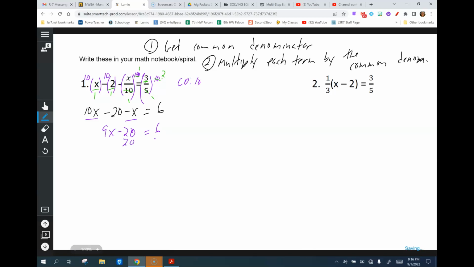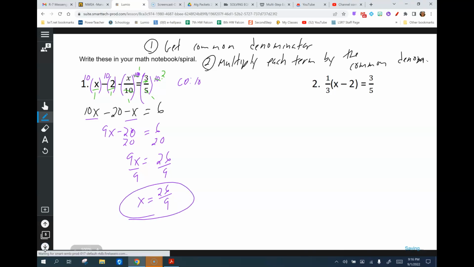Add 20 to both sides. We get 9x is equal to 26. Divide by 9, and we get x is 26 ninths. 26 ninths. 9 is only divisible by 3 and 9. Neither one of those go into 26. So that's a fine and dandy answer.